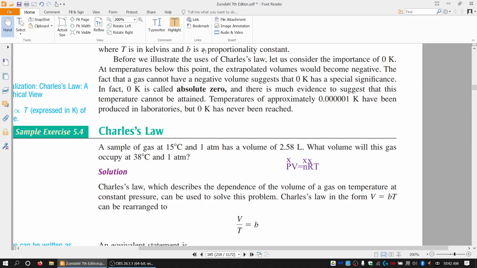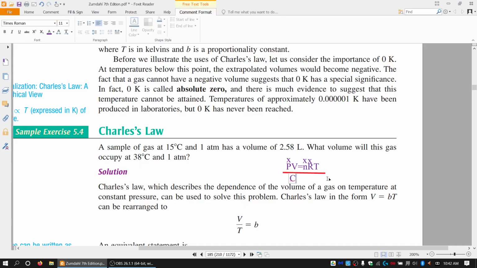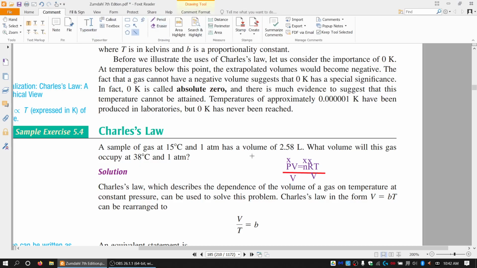And so what I could do is just rearrange this equation to isolate the constants. I'm going to divide both sides by V. So the V's cross off on the left side. And then I can move over the n and R by dividing n and R on both sides.